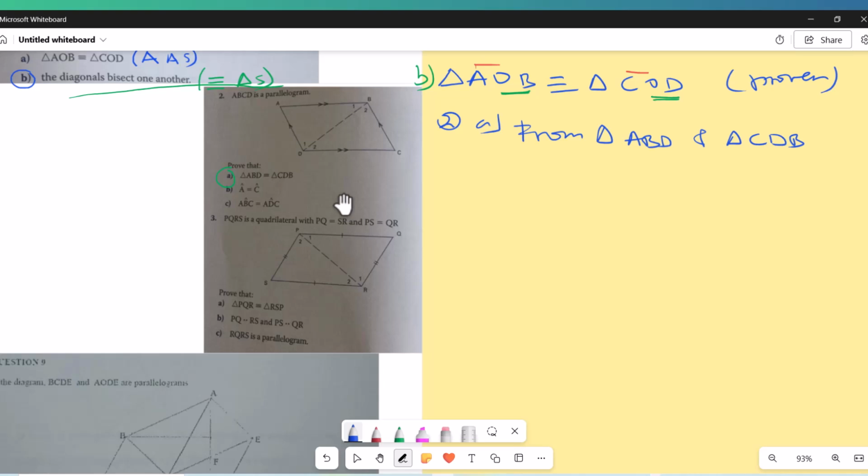From triangle ABD, sir, yes, please. Talk, tell us also, yes. Sir, B1 is equal to D2. The reason being what? Alternate angles. That is correct. Thank you. B1 equals D2, reason being alternate angles, okay.